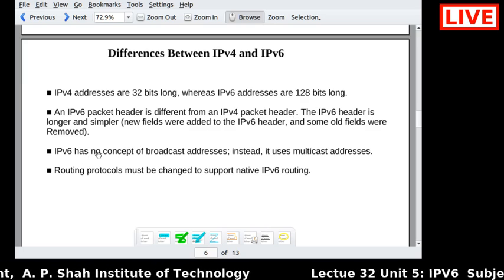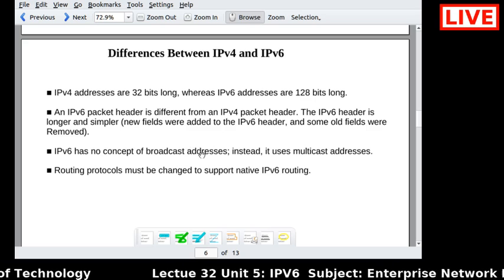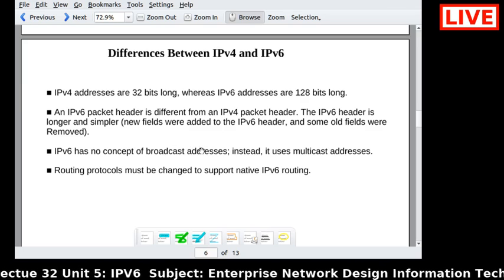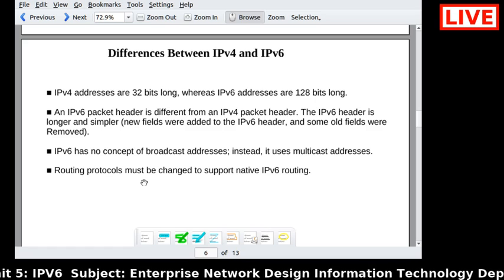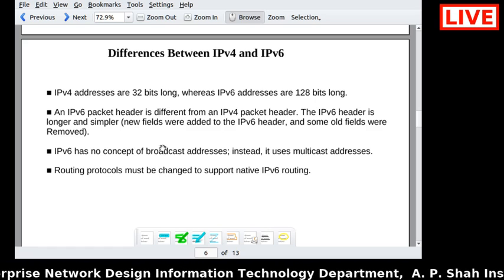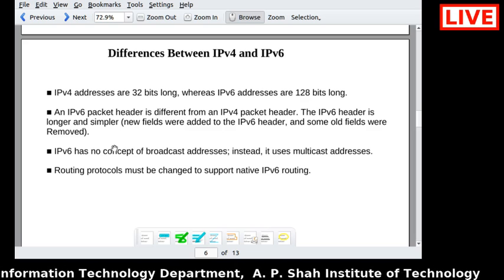Then IPv6 has no concept of broadcasting addresses. Instead of that, multicasting addresses are used, as we discussed just now. Then the routing protocol must be changed to support native IPv6 routing. So these are some basic differences between IPv4 and IPv6.